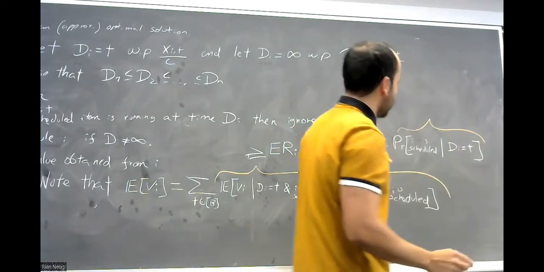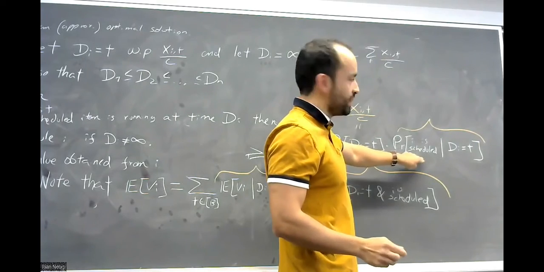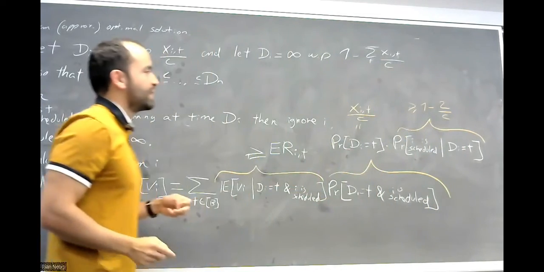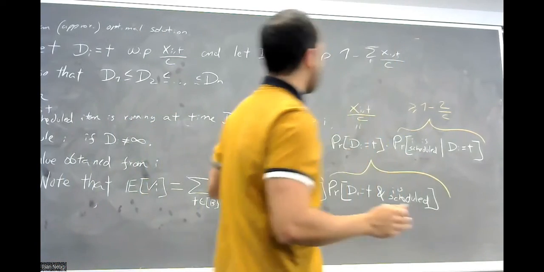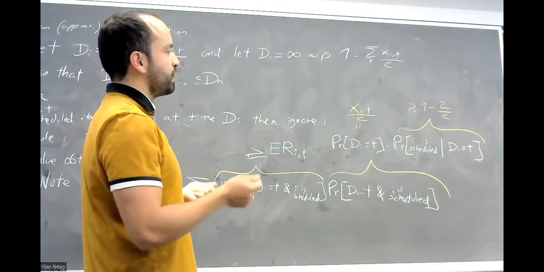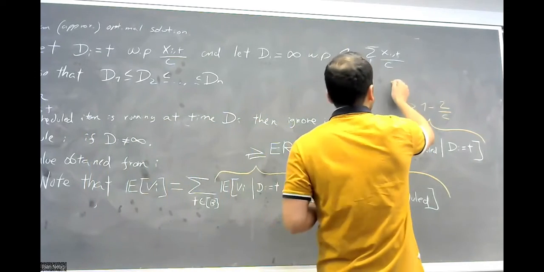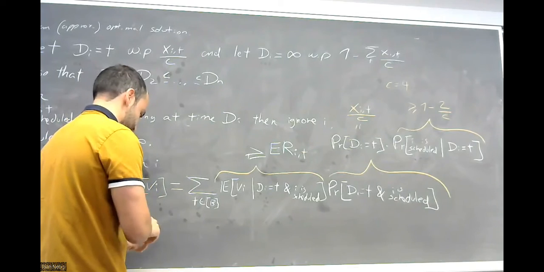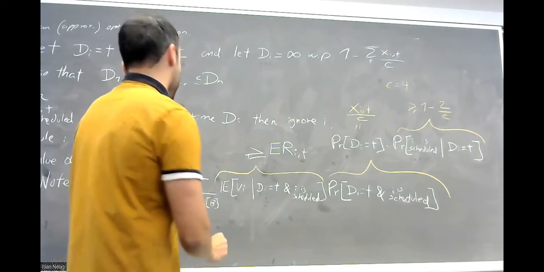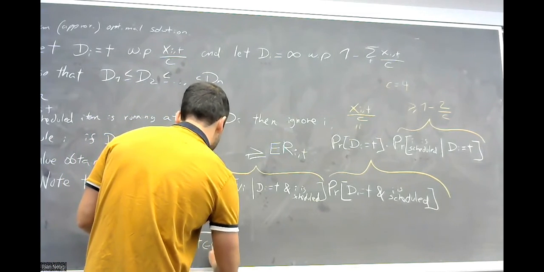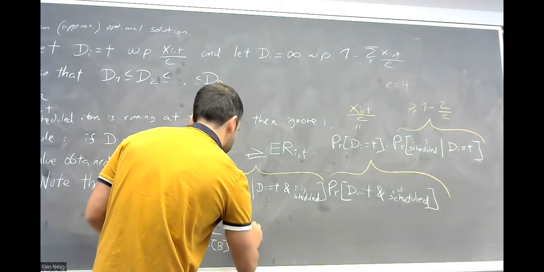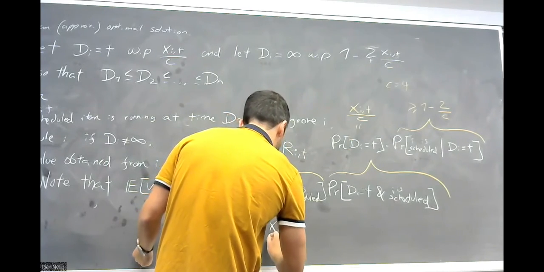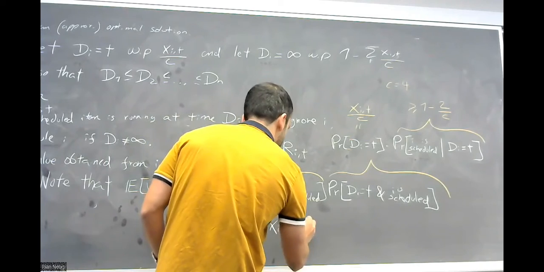I don't have time to explain why, but the proof involves using Markov's inequality. This thing is going to be at least 1 minus 2 by c. So you just need to use Markov's inequality for proving this. In particular, the optimal value of c in this case is 4. So we have that this expected vi is at least this sum, all of these times 1 by 8.